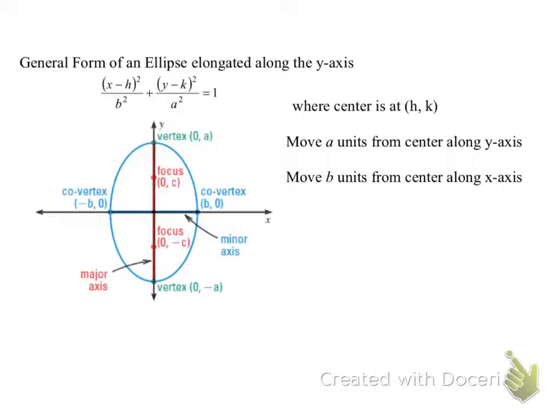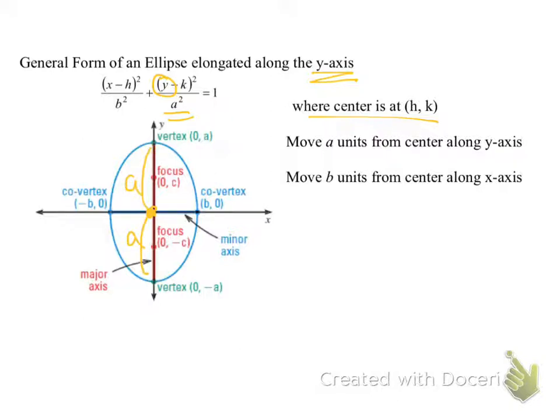Now we have the general form of an ellipse elongated along the y-axis, and you'll notice in this case my a, my bigger denominator, is underneath the y-coordinate, and so it elongates along the y-axis. We're going to graph these the same. The first thing we need to do is graph the center, again my h and k, the values in the parentheses with the x and the y.